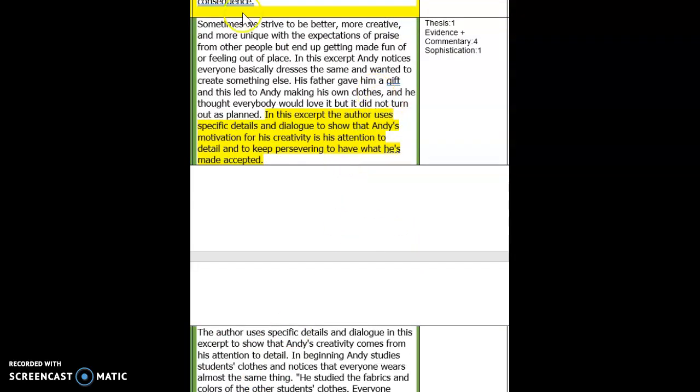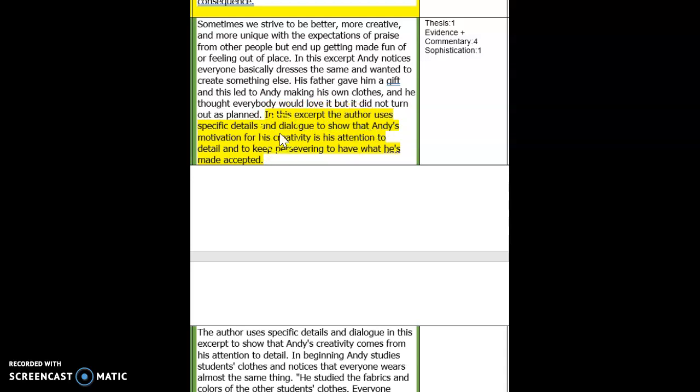This person says, sometimes we strive to be better, more creative, and more unique with the expectations of praise from other people, but end up getting made fun of or feeling out of place. So that's their general statement. That's their hook to hook the reader in. In this excerpt, Andy notices everyone basically dresses the same and wanted to create something else. His father gave him a gift, and this led to Andy making his own clothes. He thought everybody would love it, but it did not turn out as planned.